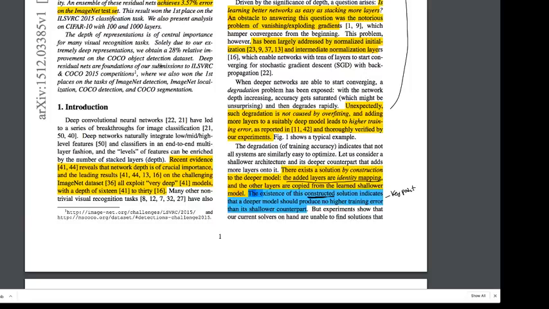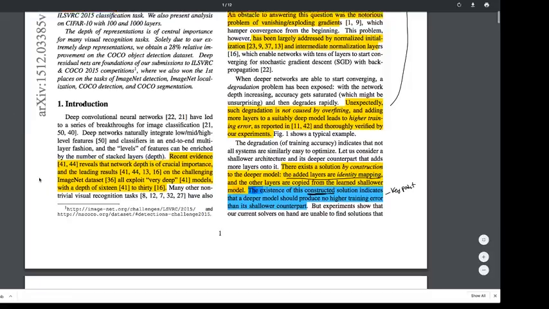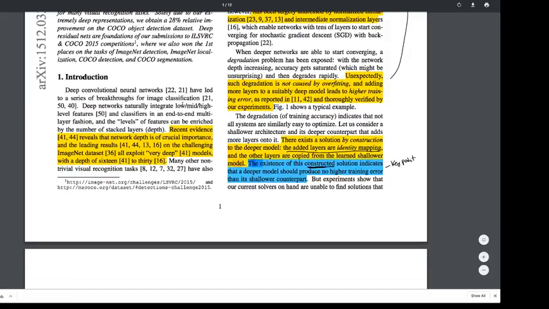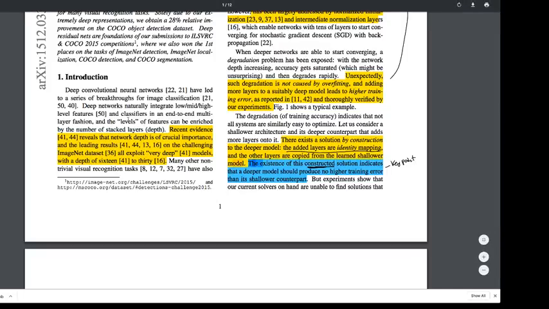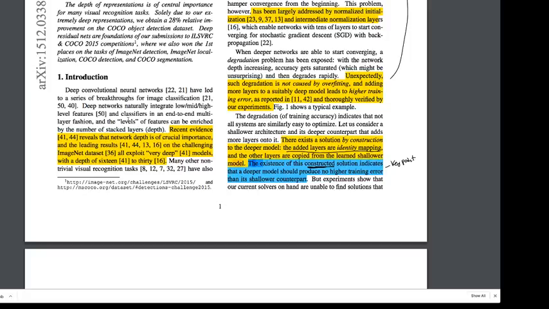So going into the introduction, they just talk about, okay, deep convolutional networks. It's good for image classification. End to end, we don't have to do any hand-done feature extraction. We have levels of features. Those are those convolutional filters, building that hierarchy of different shapes or patterns within the data.